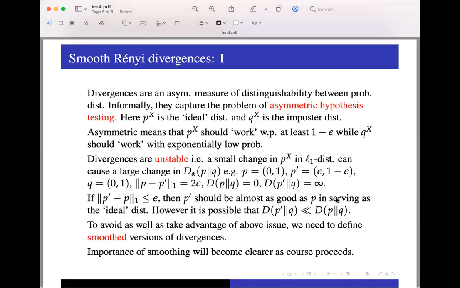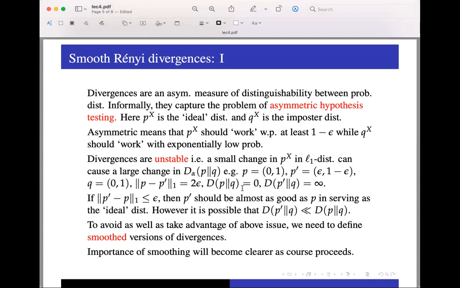Yeah, so here is a very simple example. Let us say I'm looking at probability distributions on a set of size 2. Now, let us say I take the probability distribution P, which is concentrated on the second element of the set. And Q is the same probability distribution concentrated on the second element of the set. I perturb P to P prime, okay, which looks like this. And you can easily see that the L1 distance between P and P prime is 2 epsilon. So it's a small perturbation. But now an extreme thing happens.